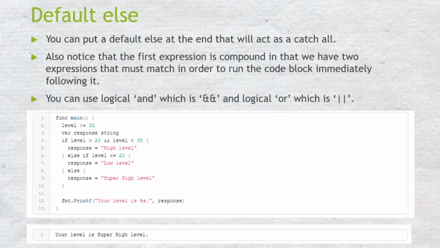Ours is not, so we're going to fall through to the default, which is set to else. So anything that is greater than 30 will hit here. And we'll set our response equal to super high level. And you can see that's what our output shows. Your level is super high level.